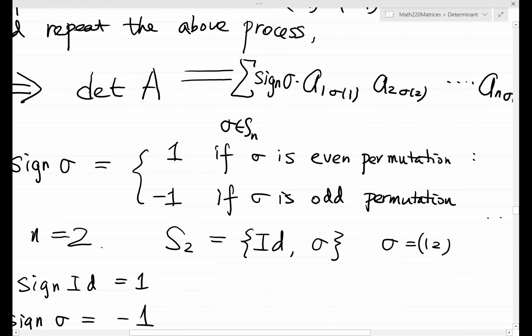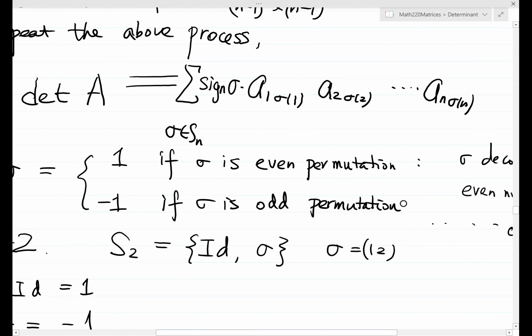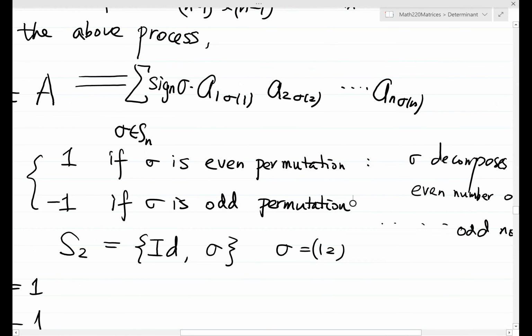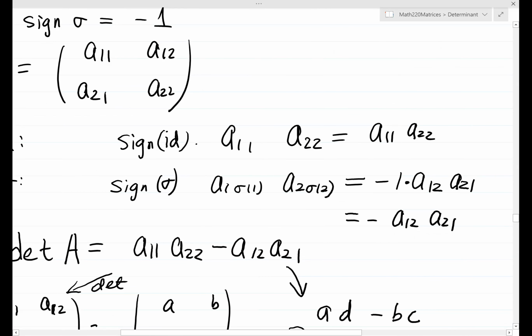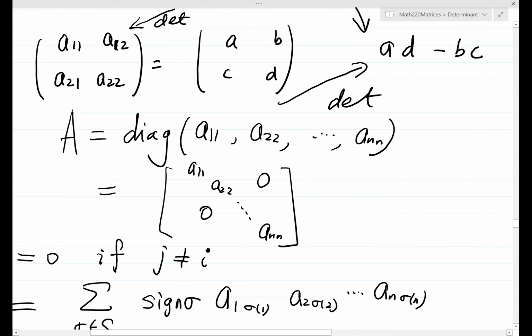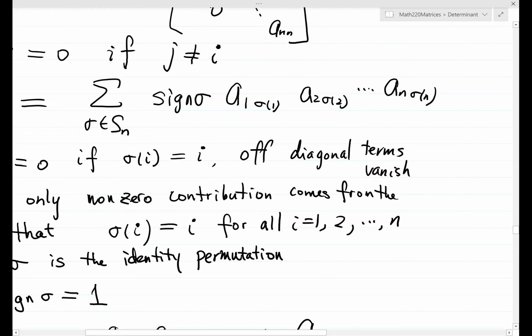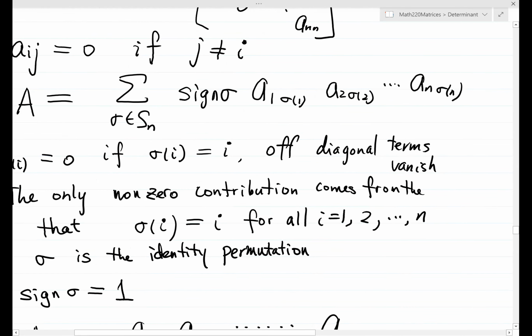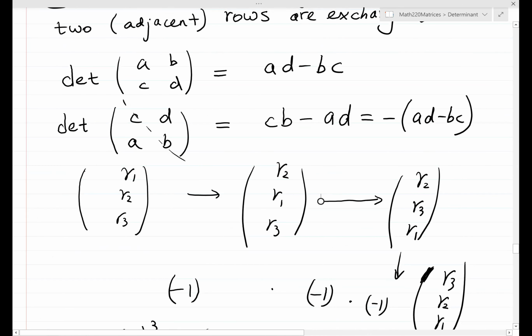The sign of sigma is defined as 1 or negative 1 according to whether the permutation sigma is even or odd. We showed that it agrees with the definition for the 2x2 case, and we determined what the determinant of a diagonal matrix should be. All right, so this is what we did last time.